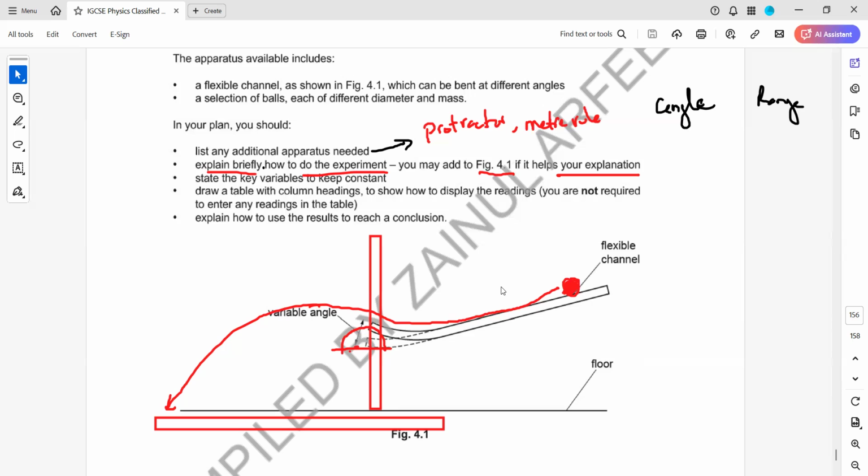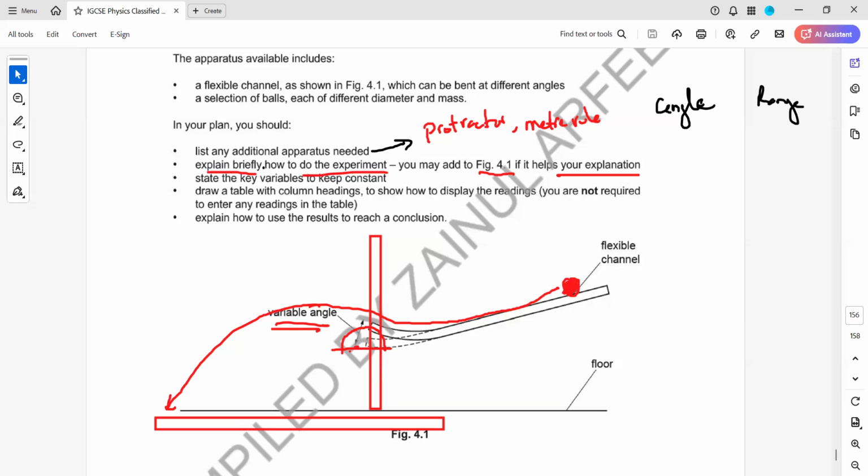Yes, I will repeat. If they say you may add to a figure, you should always add to a diagram. The reason is that we want to determine this angle. The variable angle is this one, not the initial angle. We want this angle variation. So you should always add to a diagram.